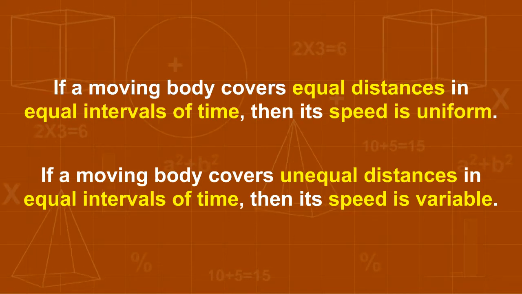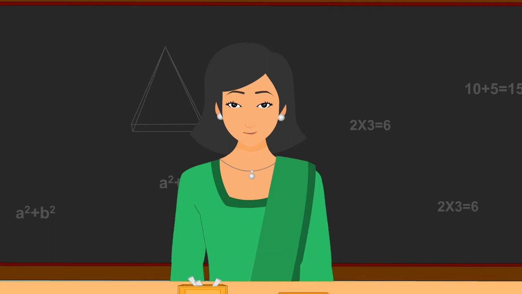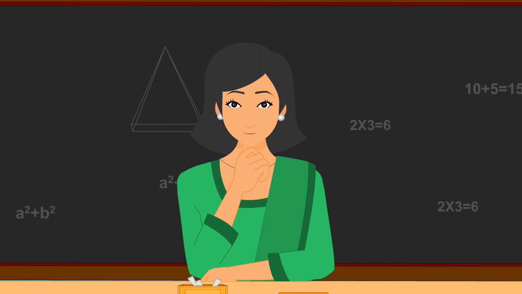So children, in this chapter, we learnt about various aspects of variation and its inverse. Hope you have understood the chapter.